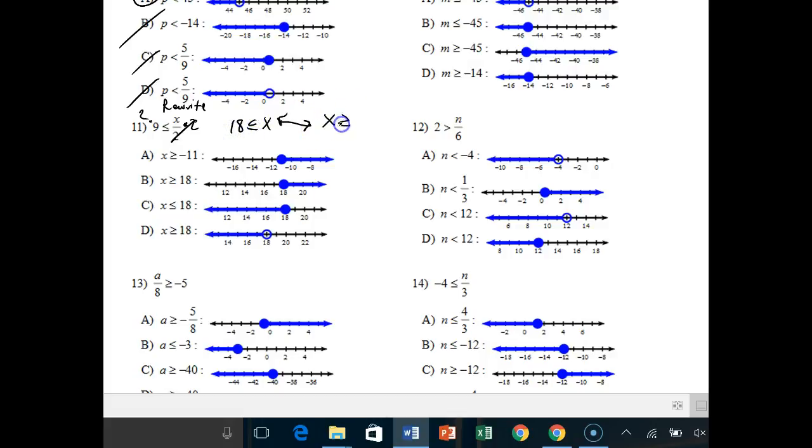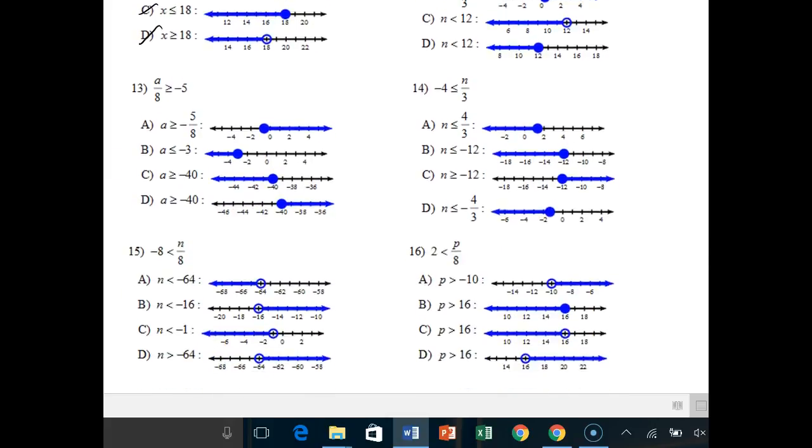So x greater than or equal to 18. Notice how the sign just flips. So I need closed, pointed right, at 18. So here's closed, right, at 18, B. This is pointed the wrong way. This is the same inequality, but the wrong graph. So all that's wrong.